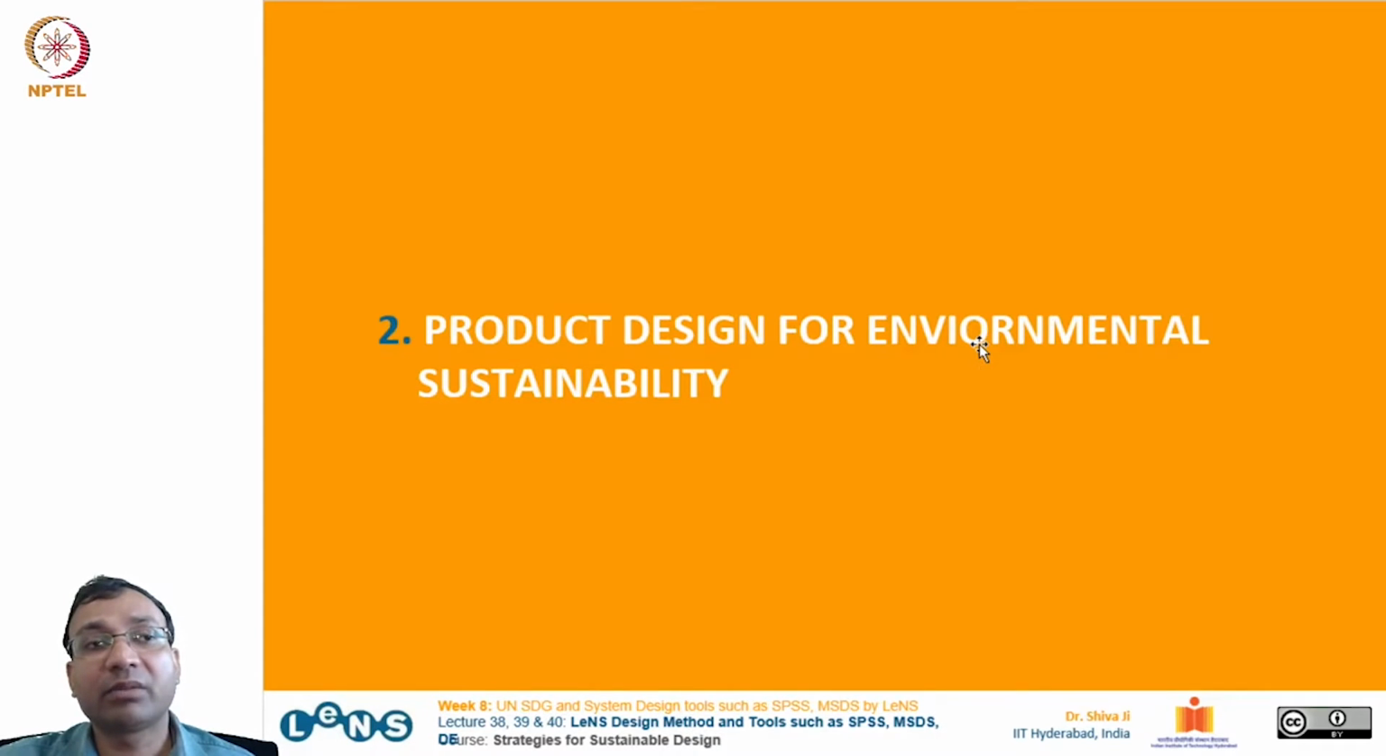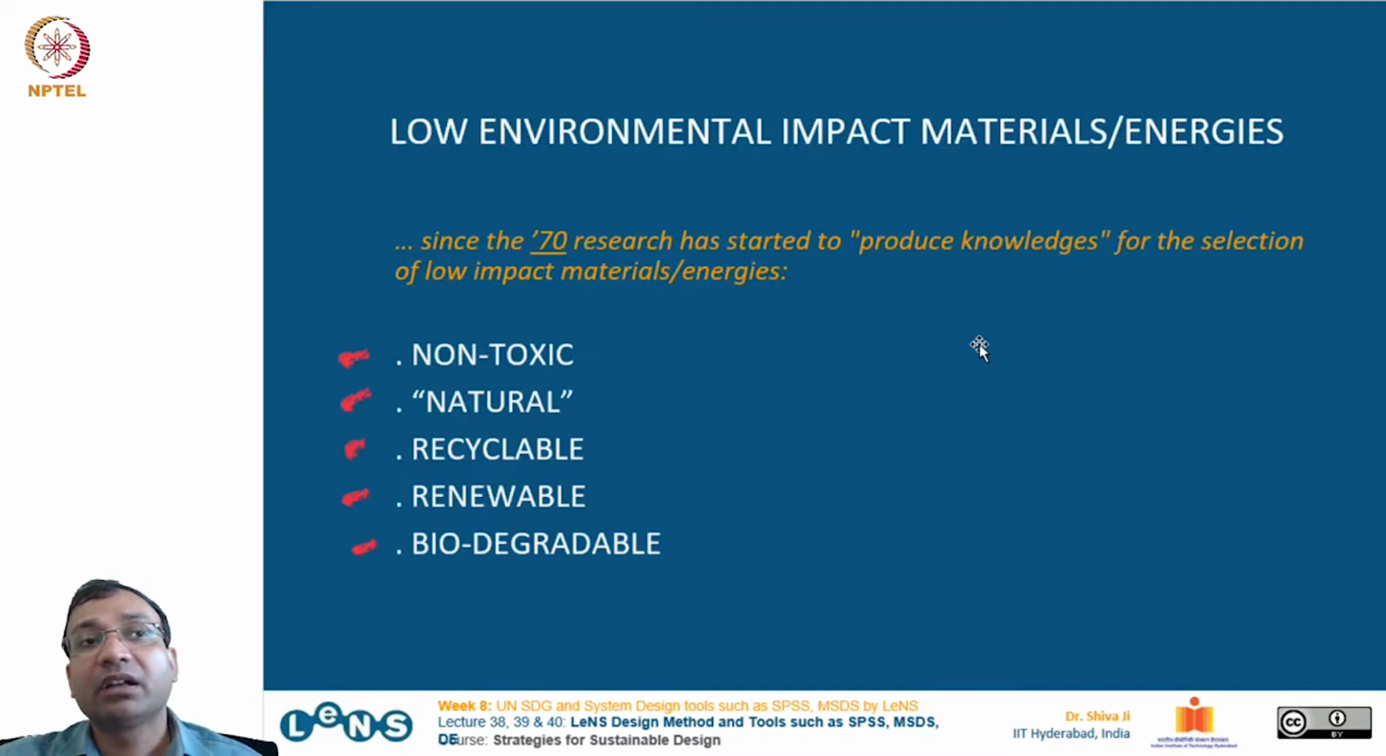So, product design for environmental sustainability. Let's see, low environmental impact materials or energies. Okay, this we have been discussing in the previous lectures. The material chosen should be non-toxic, natural, recyclable, renewable, and biodegradable. Because if any one of these is not met correctly, the product is going to have some kind of impact on the overall system. If it is toxic, it's going to generate some kind of hazard for some species. For example, if a product has toxins, or if it emits VOCs, it is hazardous for human users also.